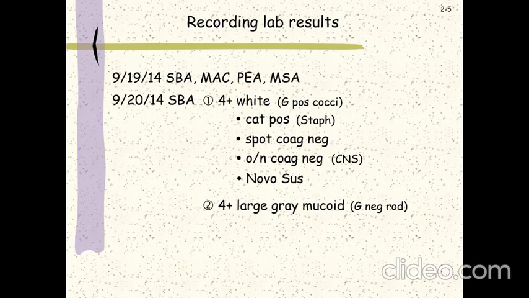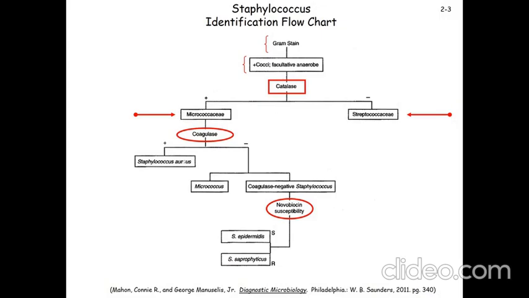Back to our recording of the laboratory results, we then have novo susceptible. So I know, sorry, I flipped this up a little bit on you. I had a positive result in there, but if we go down spot coag-neg, overnight coag-neg, thinking coag-negative staph, we then have a novobiocin susceptible, and so we're thinking Staphylococcus epidermidis. So that sums up the identification of the Staphylococcus species.